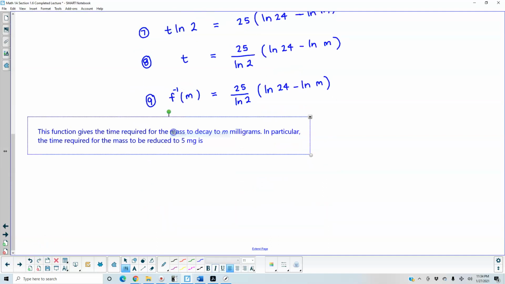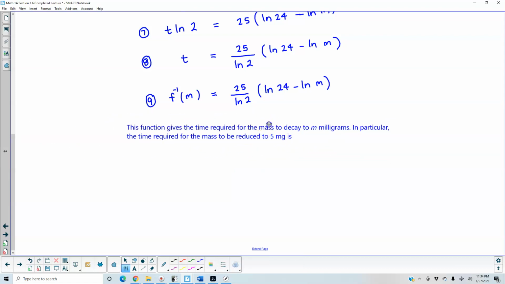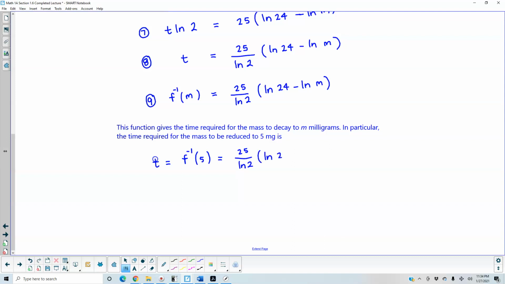So what does this tell us? Well, this tells us that this function gives the time required for the mass to decay to m milligrams, and in particular, the time required for the mass to be reduced to 5 milligrams is the following. t, which is equal to f inverse of 5, and we plug that into 25 over the natural log of 2 times the natural log of 24 minus the natural log of 5, gives us approximately 56.58 years.